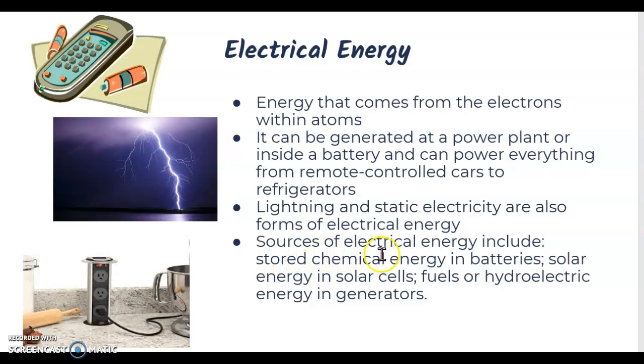Other sources of electrical energy include stored chemical energy in batteries, solar energy in solar cells, fuels, or hydroelectric energy in generators. So if they are stored still, they are chemical energy. But once you use them so that your appliances and your lights will light up, then that chemical energy is converted to electrical energy.